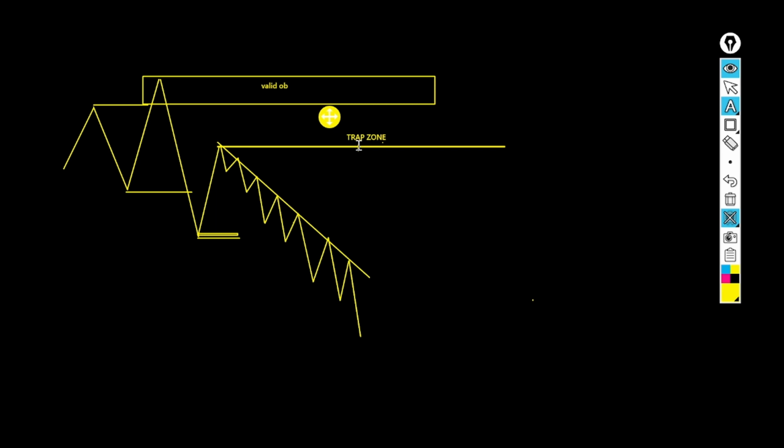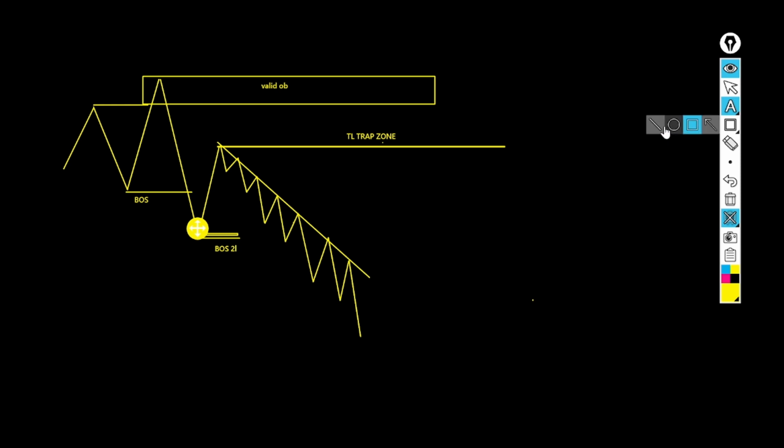So it's a trend line trap zone, but we call it a TL trap zone. But then we have a valid order block above. I know this order block is valid because we have a trend line trap zone, because we have one break of this structure. The market broke this structure, then went up, then broke this, break of structure two, and we have a trap zone.